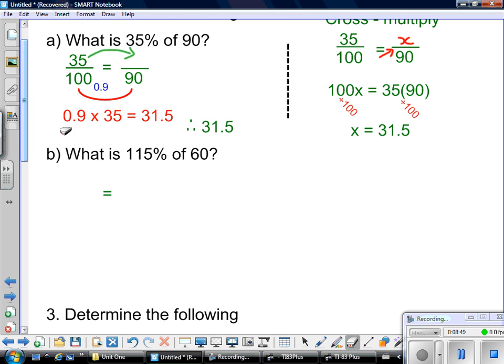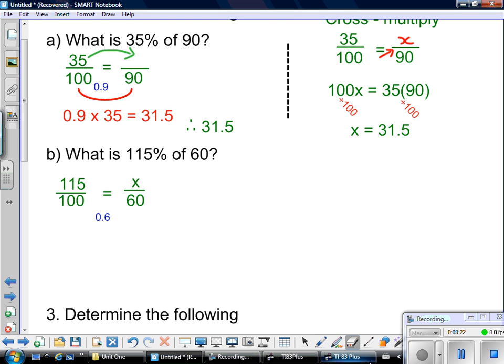So the same type of question, what is 115% of 60? I know the percent's out of 100, so I need to do that. So it's out of that. Now what am I going to put, where does the 60 go? What is 115% of 60? So 60 goes in the same position as the 100 does, and I want to find the value of x.